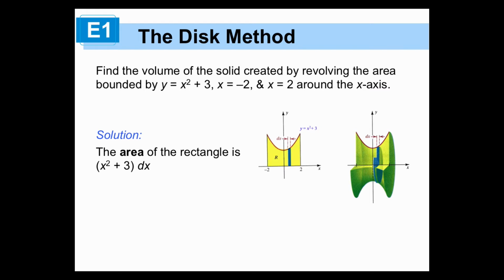So first things first, I'm going to find the area of the rectangle, just like we did yesterday. Top minus bottom gives me the height of that rectangle. dx is the width of that rectangle. What's the radius of the disk? You said top minus bottom, what do you subtract? Let me see if somebody else can answer that. I said top minus bottom. What am I subtracting?